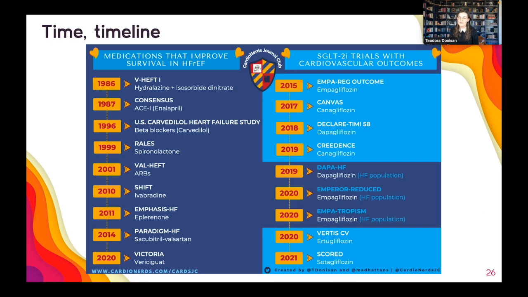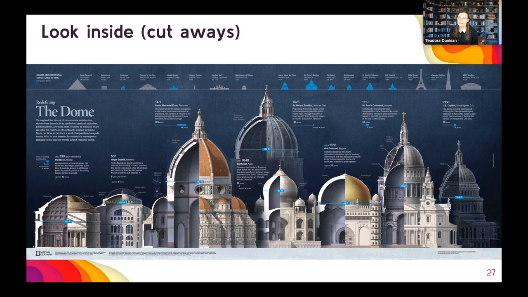We can also use infographics to show time and timelines. This, for example, is a timeline with the review of major heart failure trials that we used in one of our journal club literature reviews. We can use infographics to look inside as cutaways. This is a beautiful National Geographic infographic.